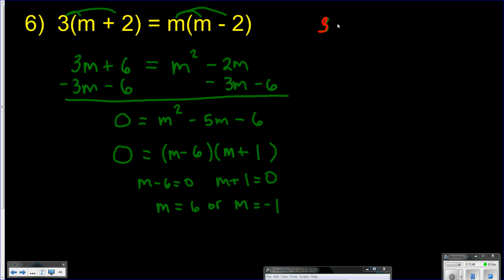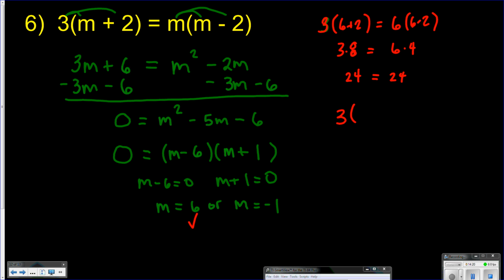We've got 3 times 6 plus 2 should equal 6 times 6 minus 2. 6 plus 2 is 8, so we have 3 times 8. That gives us 24. 6 minus 2 here is 4, so we have 6 times 4 also gives us 24. 6 works. Let's try negative 1.